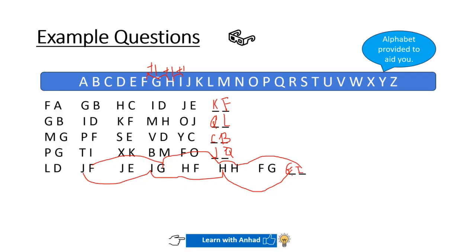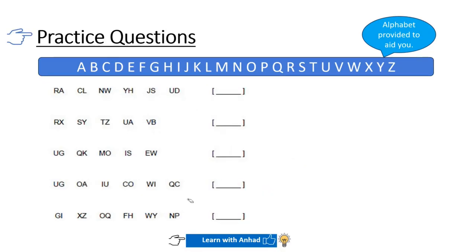So the answer to this question is GI. So always remember to check if it's like that, and remember, do not make the same mistake I made. That will waste a lot of your time. Okay, that's all the example questions done. So let's move on to the next one over here.